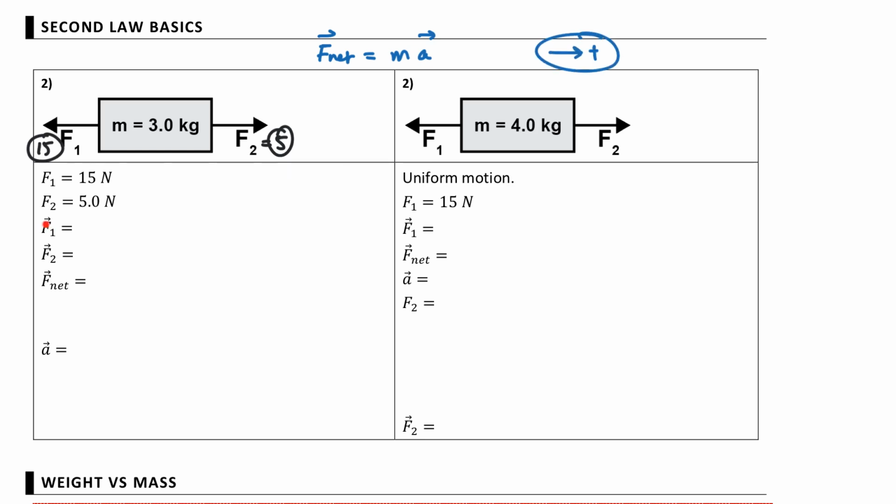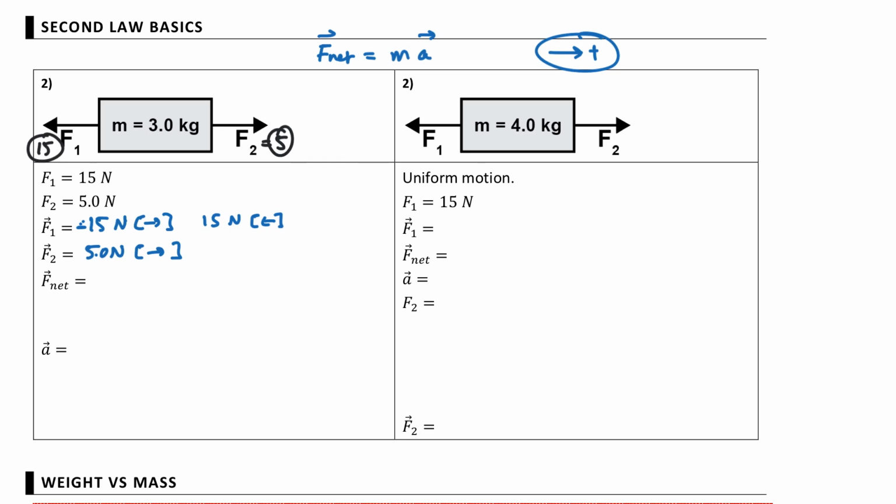So if I'm writing force 1 as a vector, 15 is pointing to the left, so it's either negative 15 Newtons to the right, or it is 15 Newtons to the left. I'm going to use everything to the right as positive. And force 2, that's 5 Newtons to the right, so I can just write it as 5.0 Newtons to the right.